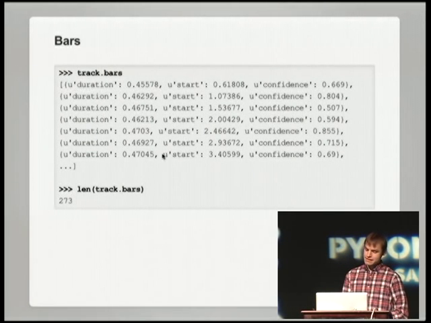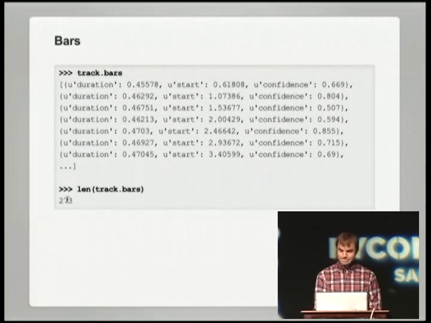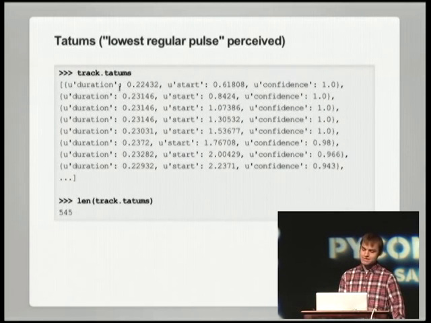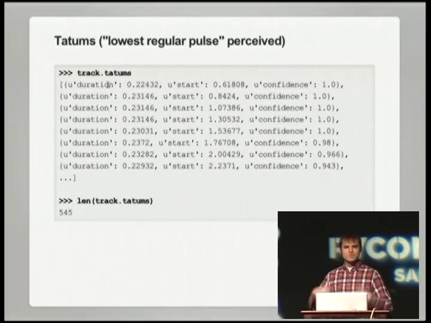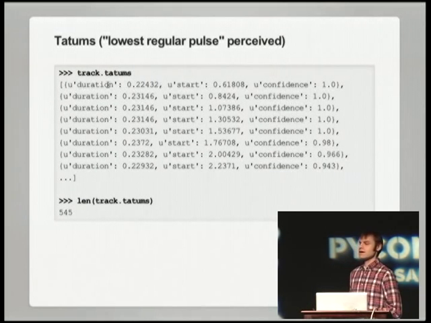Again, I can show you this data. You get a list of dictionaries with how long it is in seconds, when it starts, how far into the song, and then the confidence level. There are 273 bars in this song, so you're dealing with a lot of data. Also there's this thing called a tatum, which is the lowest regular pulse of the music. It's named after Art Tatum, the great jazz piano player, and it basically is a section of a bar.